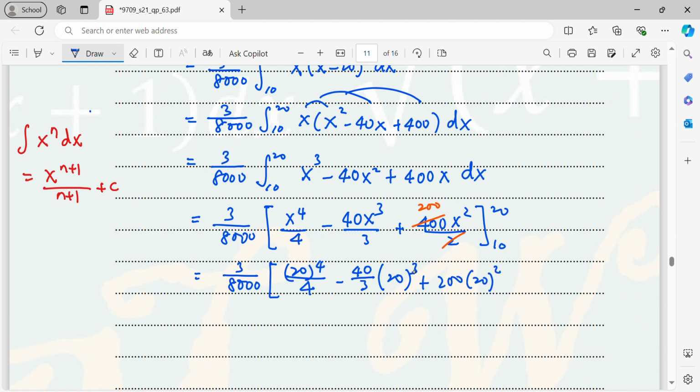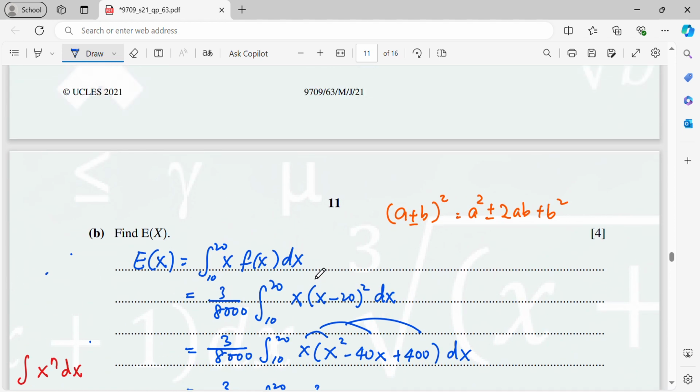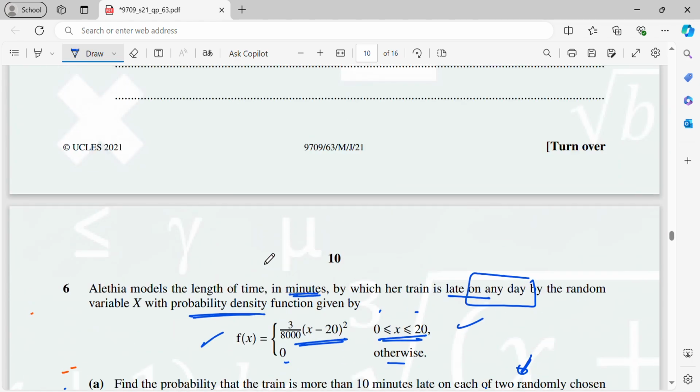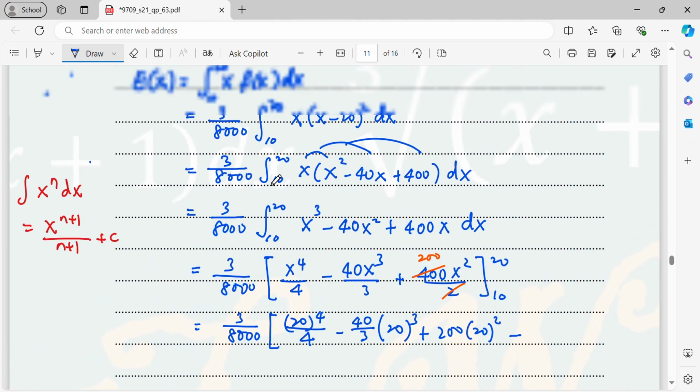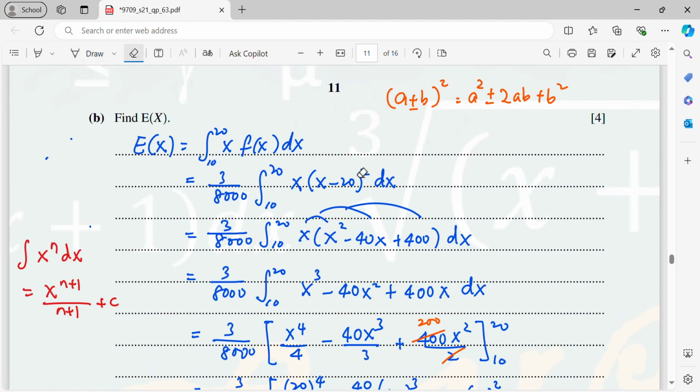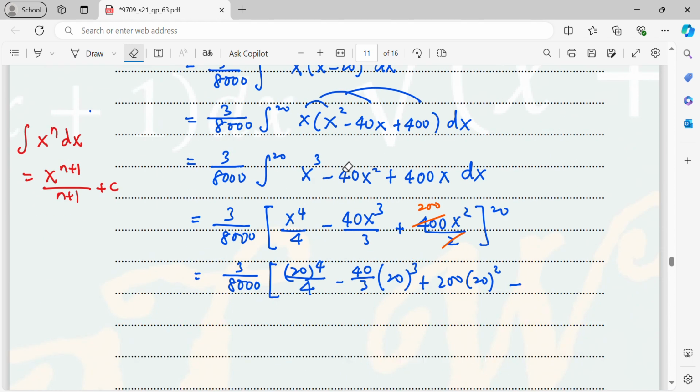Okay, then minus when the x is, oh sorry, you shouldn't integrate from 10 to 20 because your x is defined from 0 to 20. So I overlooked that. Okay, so the 10 is previous question. So all this should be from 0. So all my lower limits are wrong.